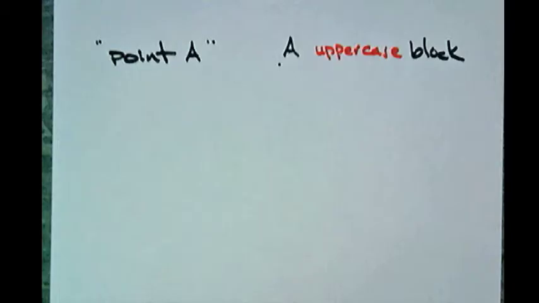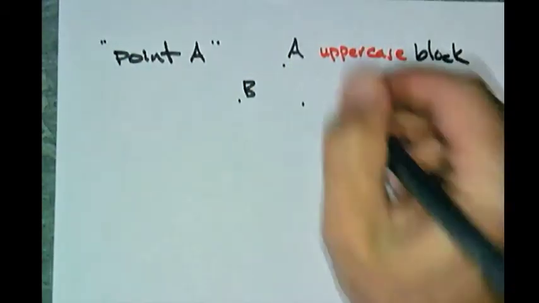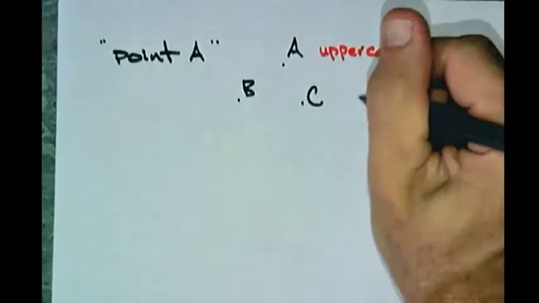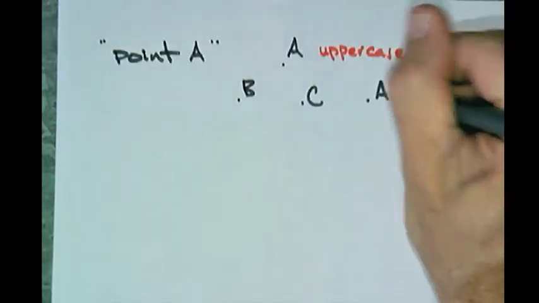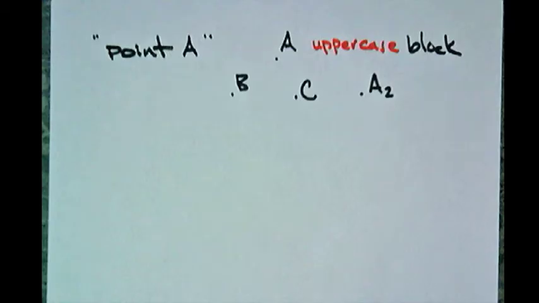And if I add other points, I'm going to continue on. We can do things with subscripts. I can make a subscript 2, which is different than that. So I can put points everywhere, with all kinds of different names, but we all would like to keep them uppercase block letters.